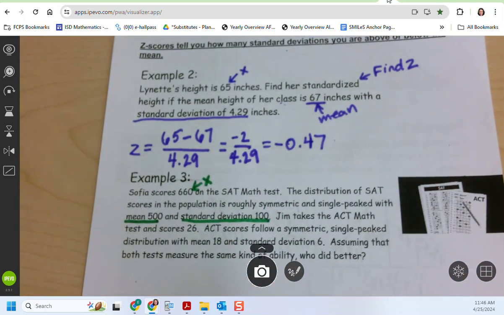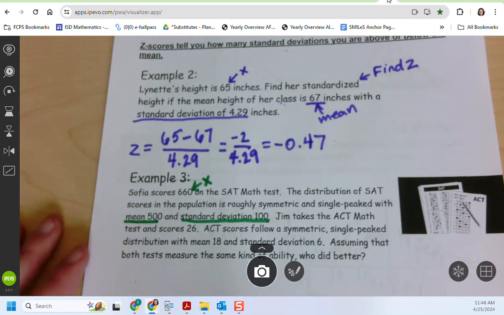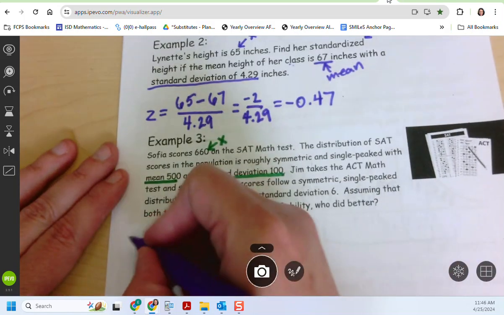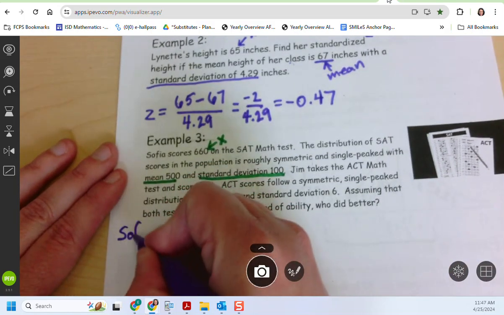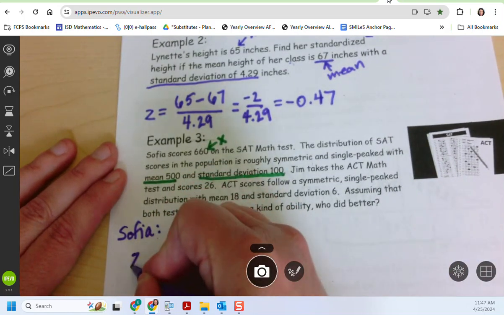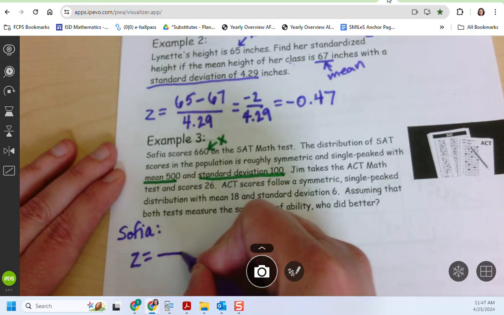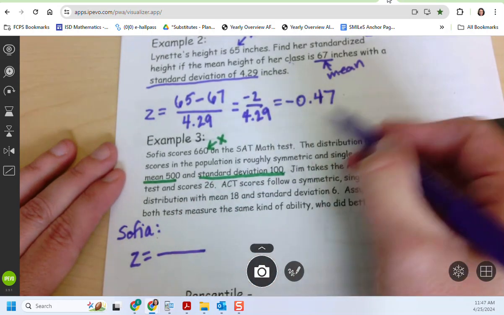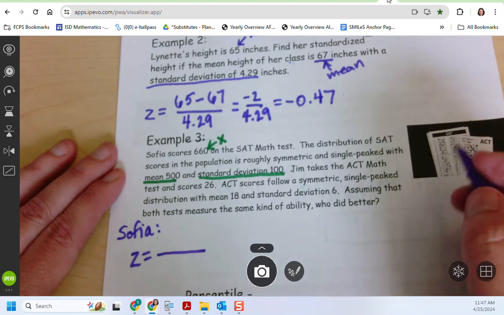So before we even talk about Jim, let's use Sophia's numbers to find her z-score, okay? We'll do Jim later, probably after lunch, but let's find Sophia. Z equals, I want you to set up the fraction and then divide it and get a 2-digit decimal.